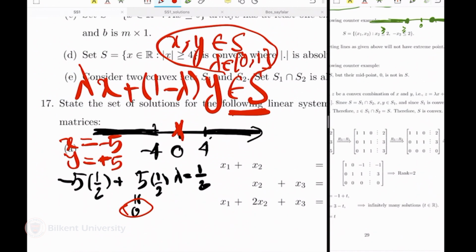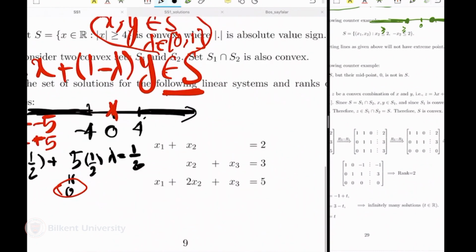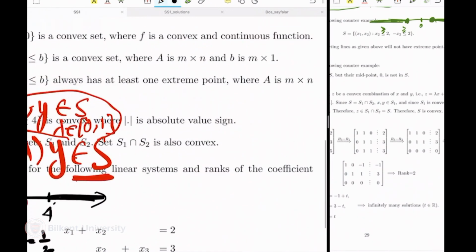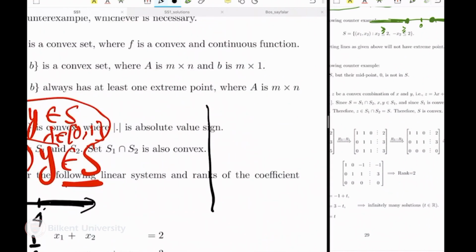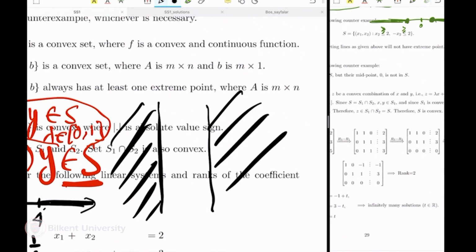If you saw this in two dimensions, it would maybe be clearer. For example, say this is 4, this is minus 4. Whatever points I select here and here, some part of the line segment is not inside the set. So the set is not convex. That was the definition of a convex set that I already showed.